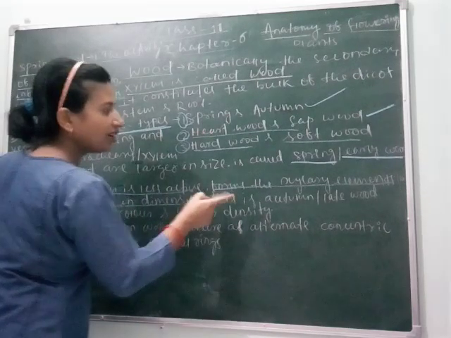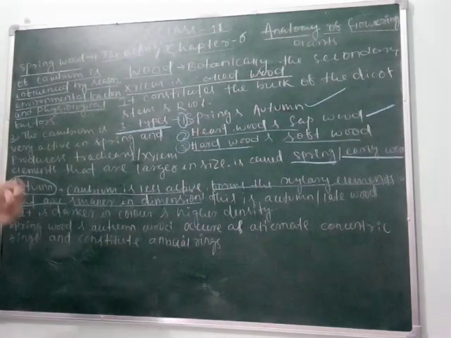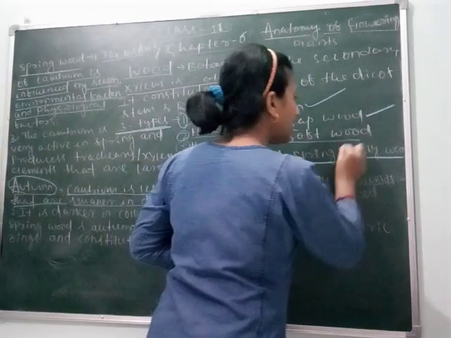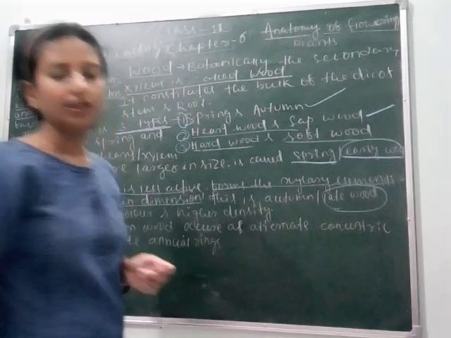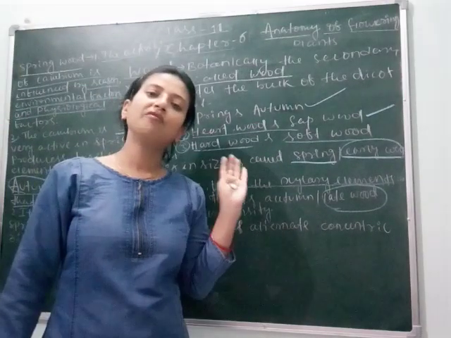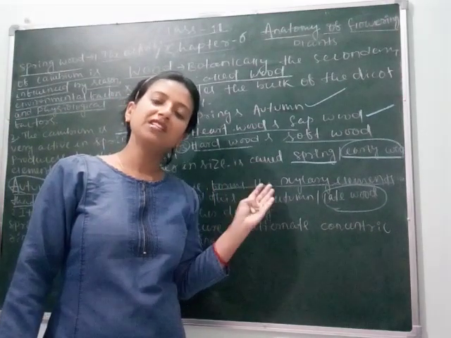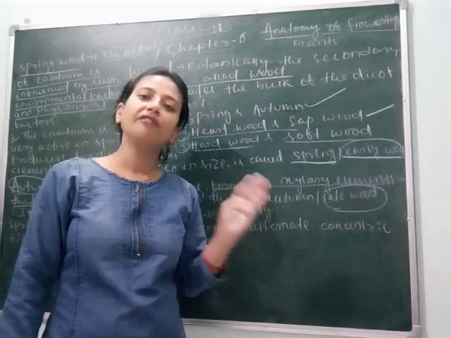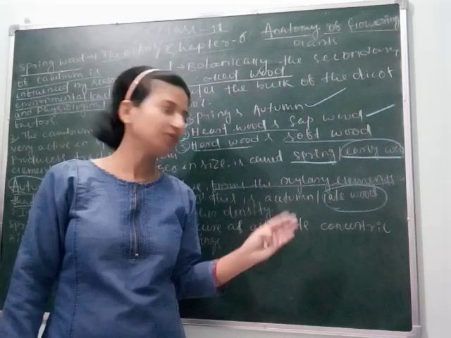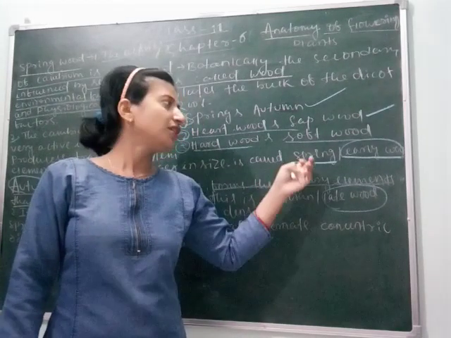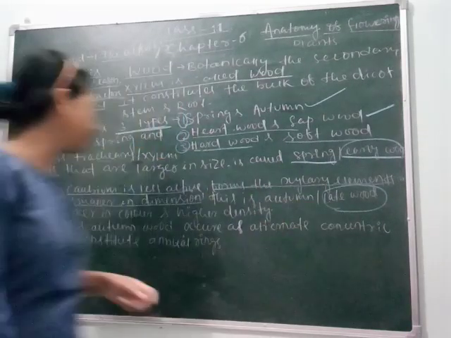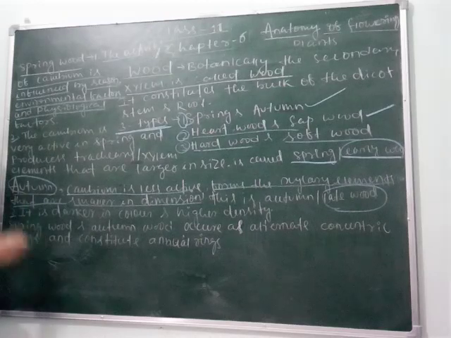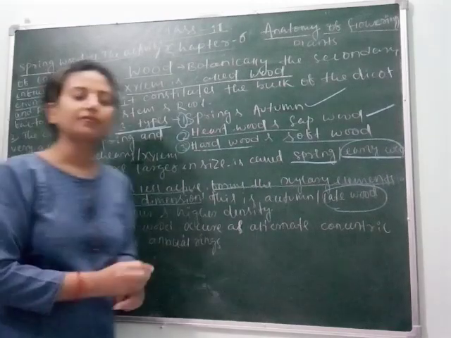This is autumn or late wood. As we called spring wood early wood, so autumn wood is also called late wood. The main difference between them is that one occurs in the spring season, another occurs in autumn or winter season. First one is called early wood, whereas second one is called late wood. Clear, students?